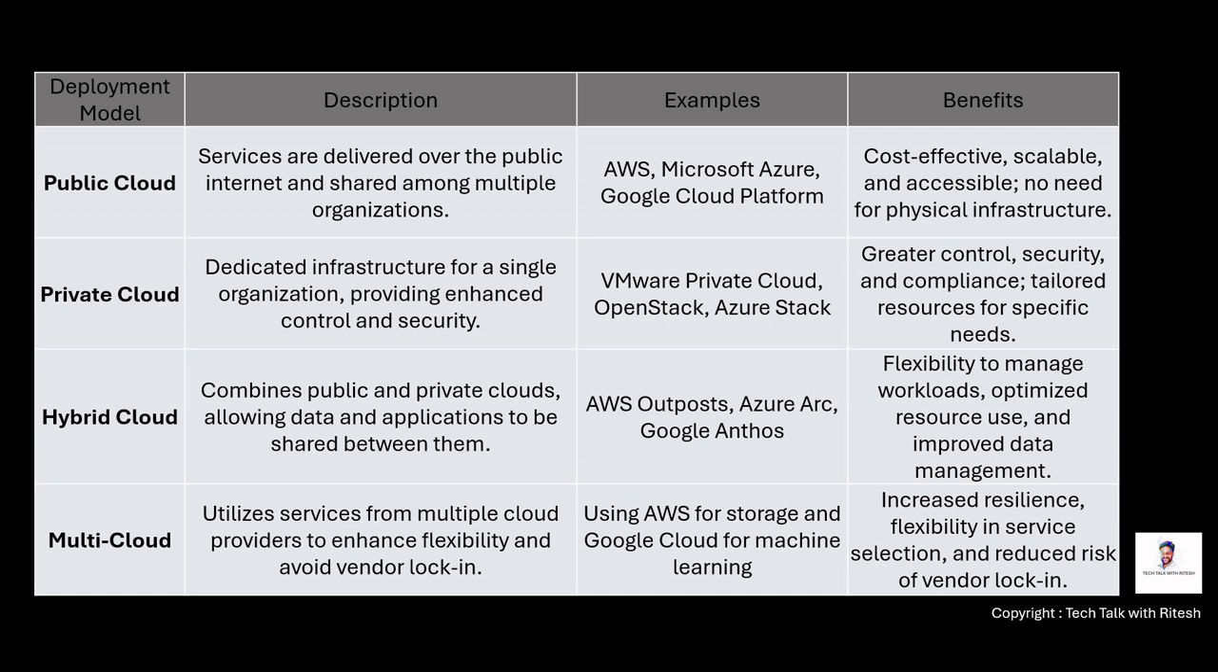No need to decide right away what you need, you can just increase auto scaling, all those features are there. Then private cloud. Private cloud is dedicated infrastructure for a single organization, providing enhanced control and security. So it is just for one organization, they have created their own cloud. No one can access that. And examples are VMware Private Cloud, OpenStack. So these clouds, they provide private cloud option as well.